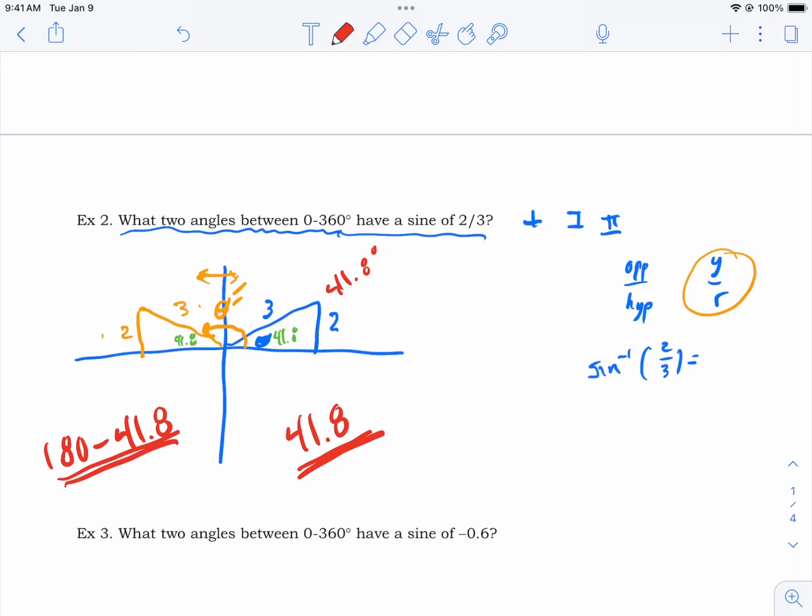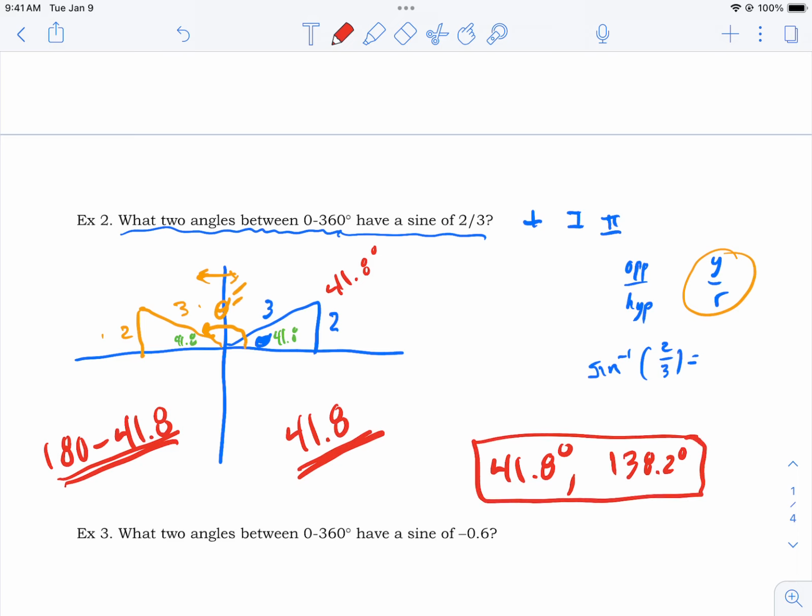But one answer is 41.8. And the other answer is 180 minus 41.8, which is 138.2. Two-answer theorem. Get it? There's two answers. You hit shift sine of 2/3 right here, and you got an answer. You got that one. But was it the right answer? Kind of depends what triangle you're looking at. If you were looking at this triangle in the first quadrant, yeah. But if you're looking at the triangle in the second quadrant, no. You'd have to actually do 180 minus the theta.